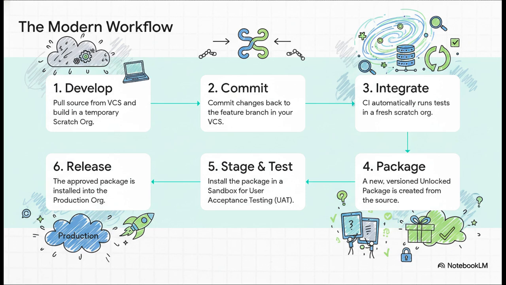When they're done, they commit their code to version control. That automatically kicks off an integration test in a brand new Scratch org. If everything passes, a new, versioned, unlocked package gets created. That package is then installed into a sandbox for UAT, and finally, once it's approved, that package gets released to production. You see, every single step is automated, it's trackable, and it's reliable.